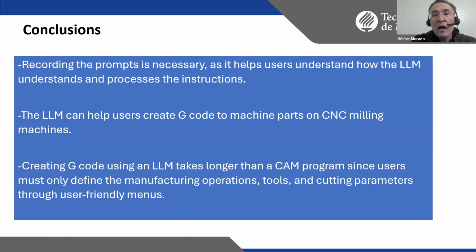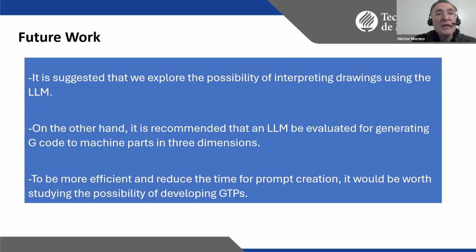The disadvantage of an LLM is that it does not yet fully interpret part drawings, which makes it challenging to write significant text to describe the geometry. So for future work, we distinguish the following tasks. It is suggested that we explore the possibility of interpreting drawings using the LLM to specify the geometry to be machined, since this would reduce the prompt instructions.